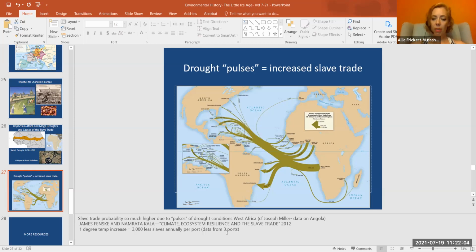And this is really recent research. It only came out in about 2012. So if you never heard about the Little Ice Age or mega droughts in correlation with the slave trade as a major cause, it's because it's very recent in terms of historical recognition. You can even calculate it with annual rainfall. If there was a 1 degree temperature increase, which meant a little bit more rainfall, there would be 3,000 fewer slaves annually being sold in each port. So not only is it correlated with the big picture of the slave trade, you can correlate it annually. In years where things were better, with a little more rainfall, we see the slave trade decline. And when there's a pulse of drought, making it even worse in a particular year, it spikes. So it's really strongly correlated.